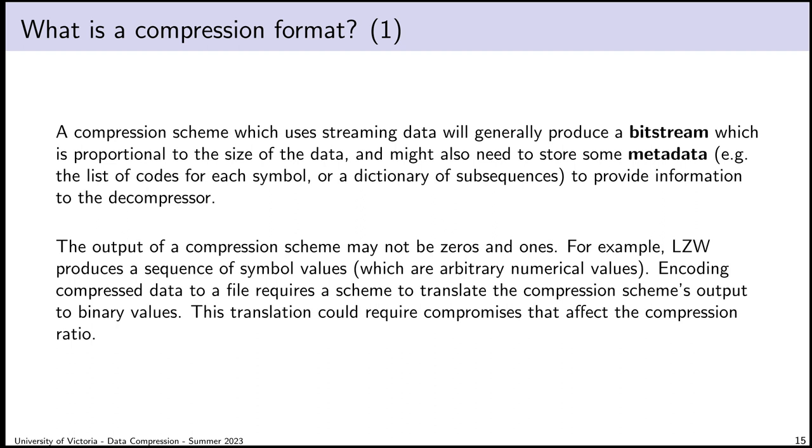As we know, just to recap a bunch of stuff from the previous couple of lectures that I talked about but didn't really formalize too much: compression schemes that use streaming data will take some stream of input bytes and produce some output bit stream, which is proportional to the size of the data, although it could be bigger or smaller for all we know, but hopefully smaller.